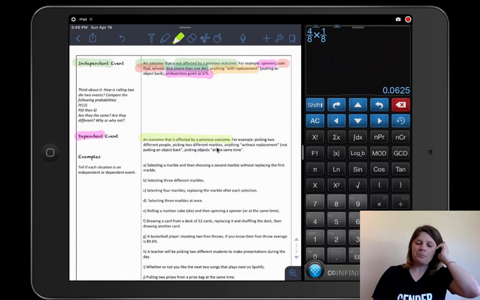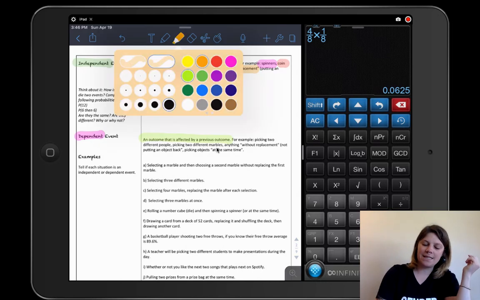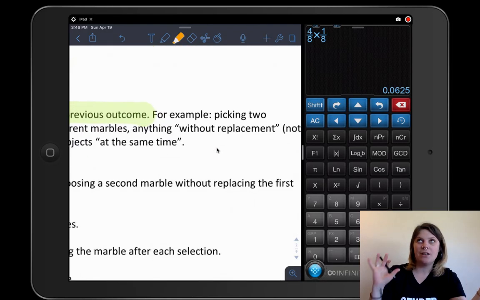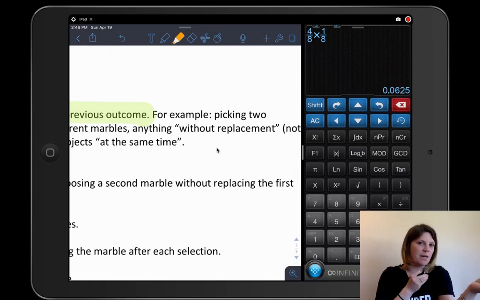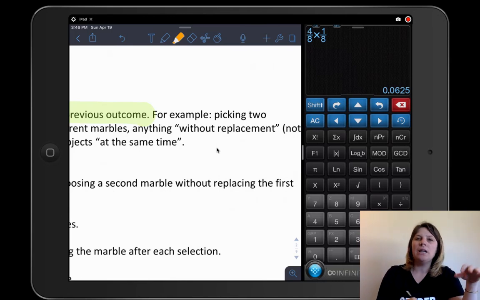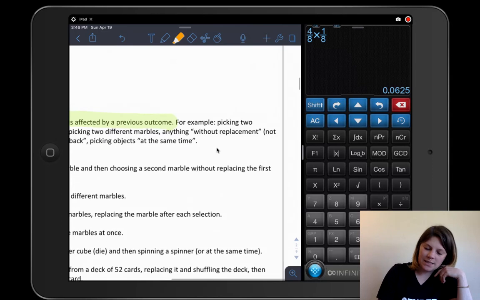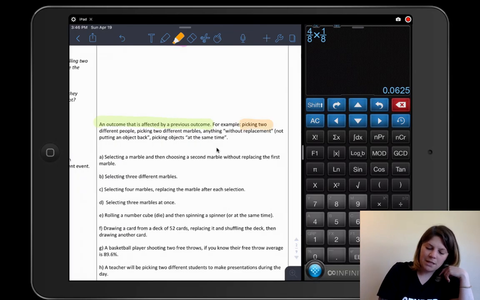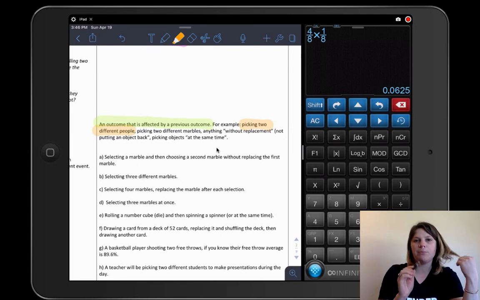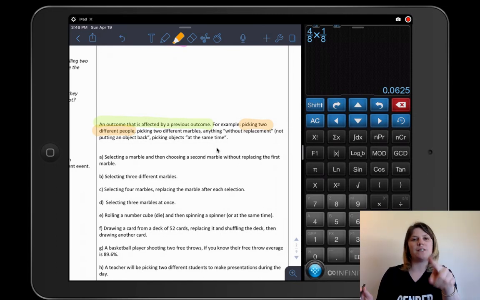And so here are some examples that you're going to see in probability questions that we're going to go through. And it's really helpful to just kind of memorize what is independent and what is dependent when you're looking at problems about probability. So let's talk about this. It says picking two different people. Picking two different people. Now, different people is the key.